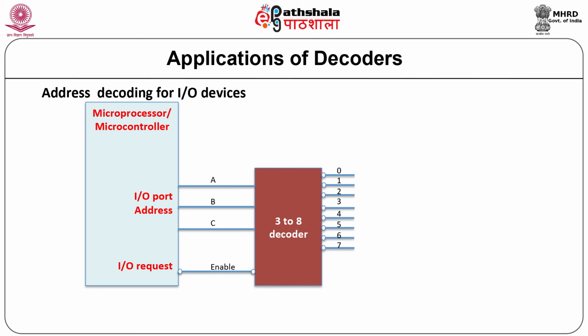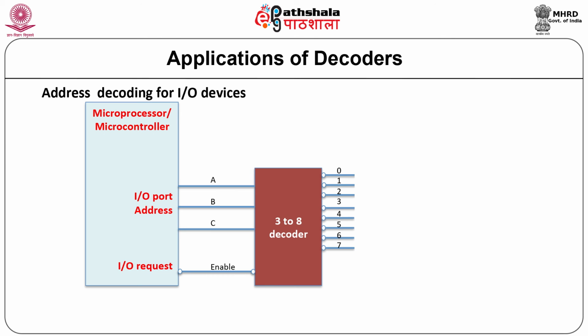A computer must communicate with a variety of external devices called peripherals by sending and receiving data through what is known as input output, that is I/O ports. Each I/O port has a number called an address which uniquely identifies the I/O port. When the computer wants to communicate with a particular device, it issues an appropriate address code for the I/O port to which that particular device is connected.